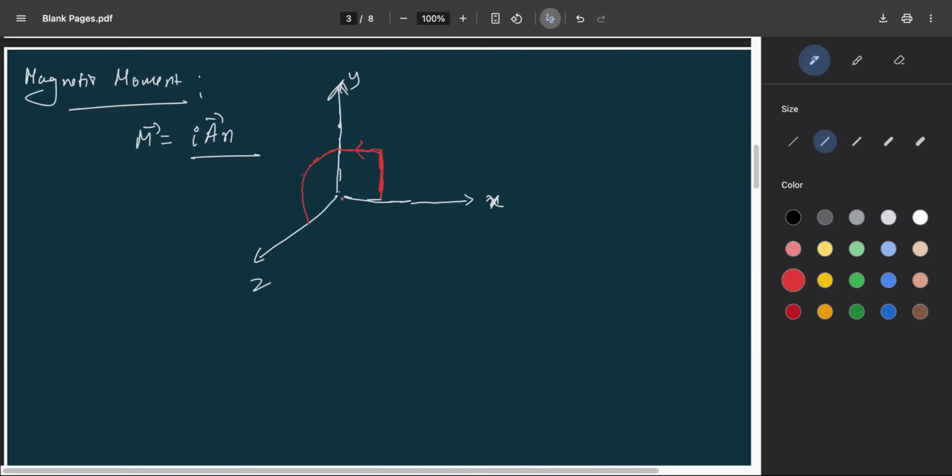These two points are connected. So you can say this portion is lying in the YZ plane. This is lying in the X and Y plane, and this is lying in the X and Z plane. The current is constant and the same, so it will go like this, then this and this, because all of them are connected. This is a single wire.